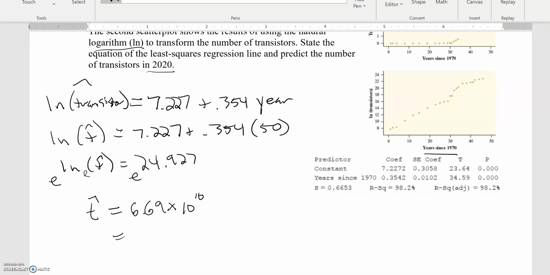So that's 66.9 billion. Boy, I'm getting an answer here of 60 billion for my predicted number.